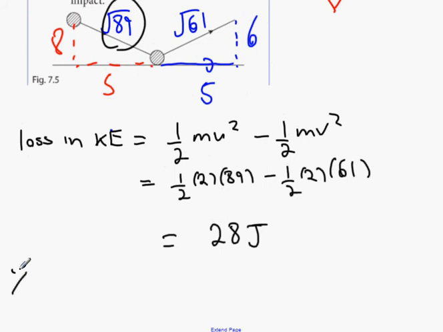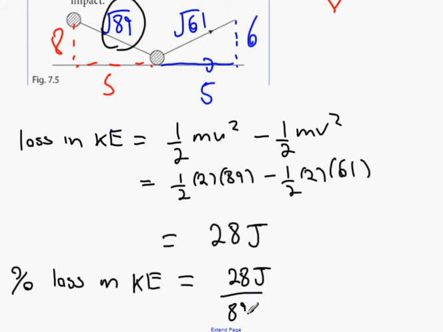I want the percentage loss, okay? I'm just going to add an extra question here. Percentage loss, anybody? 28 over 89. Yeah, so you're right. 28 over 89. And what do we get there? I think it just stays the same, doesn't it? 28 over 89. Okay.